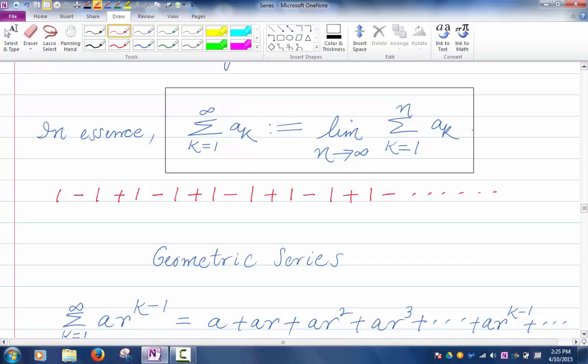Now, let's do the following. I am going to group together these terms. What am I getting? 0, 0, 0, 0. So what's the sum then? We got that the sum of this series is 0 in this way.